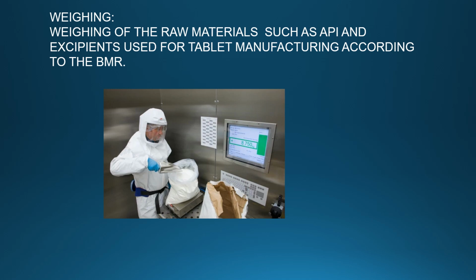Here is a picture of a person in a pharmaceutical industry weighing the raw material. You can see he's using the weighing balance for dispensing activity, dispensing of raw material. You can see the reading, how many kg he's weighing. It is according to the BMR.